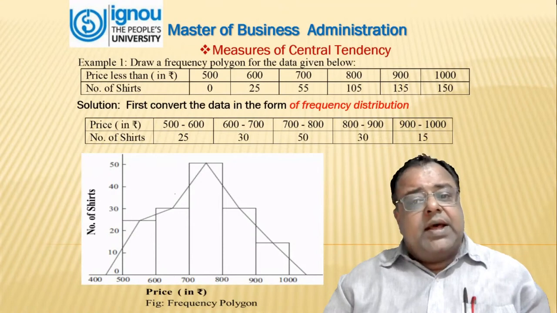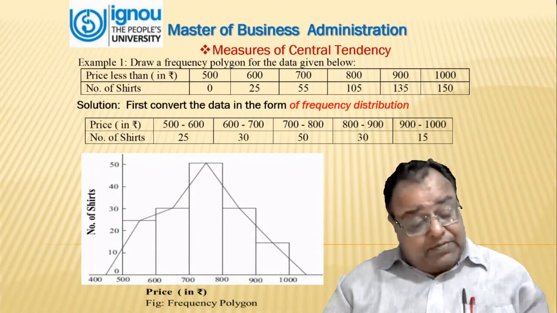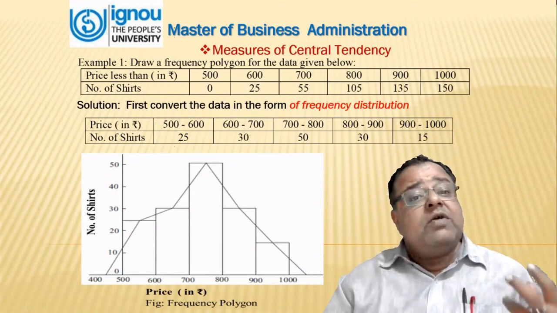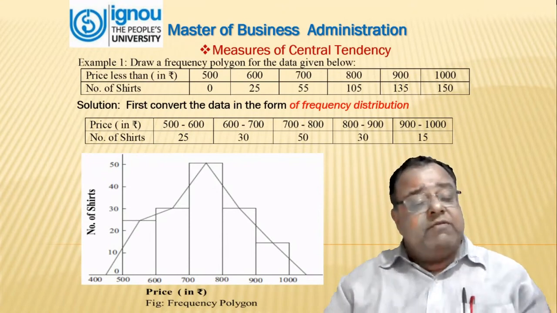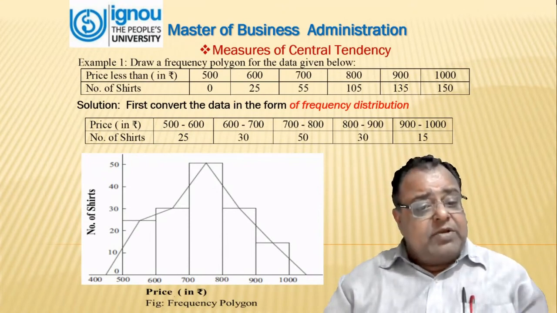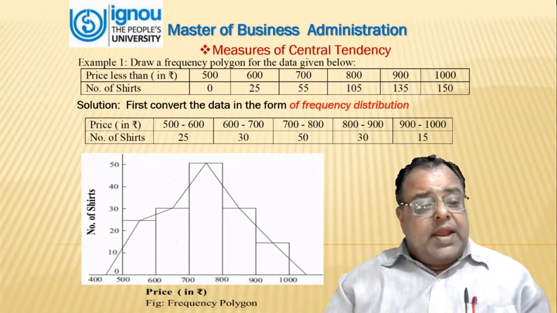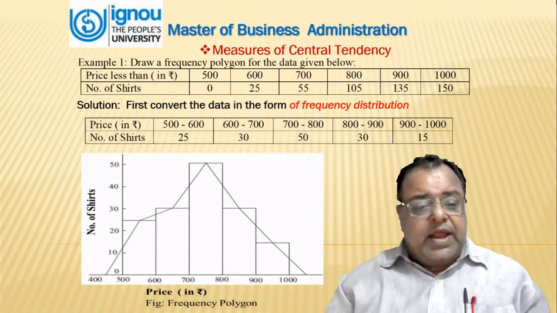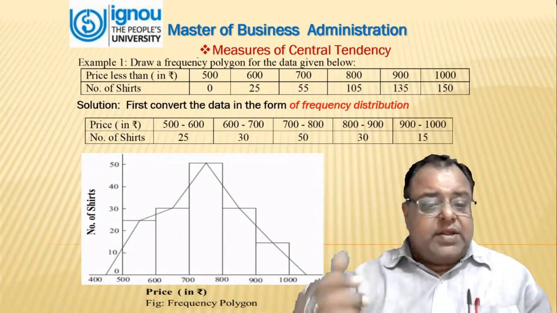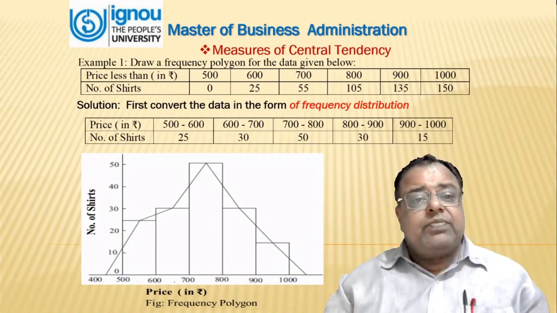We have drawn histograms, but the question was related to the frequency polygon. That means we will be joining the center values of these histograms at the top, and we will get a curve which is shown in the solution.